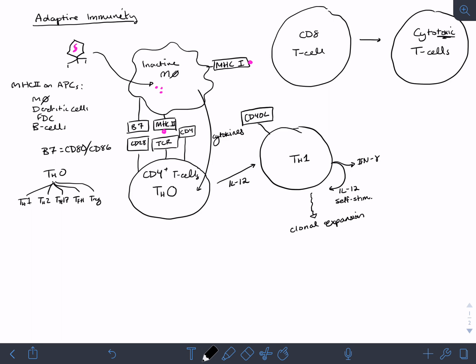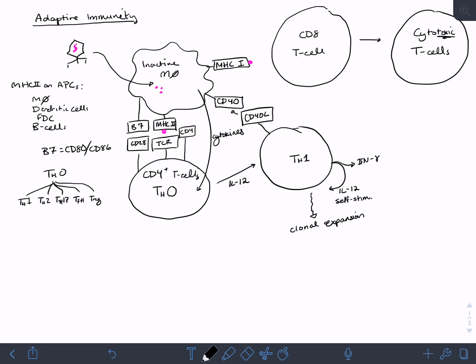Now remember we said that the end goal is to create a cytotoxic T cell. But in order to create a cytotoxic T cell, you need to activate a CD8 T cell. In order to activate a CD8 T cell, you need to activate your macrophage. And right now you have an inactive macrophage. So in order to activate the macrophage, the CD40 ligand needs to bind to this CD40 on the macrophage. And by the way, the CD40 was always there. I just didn't draw it.